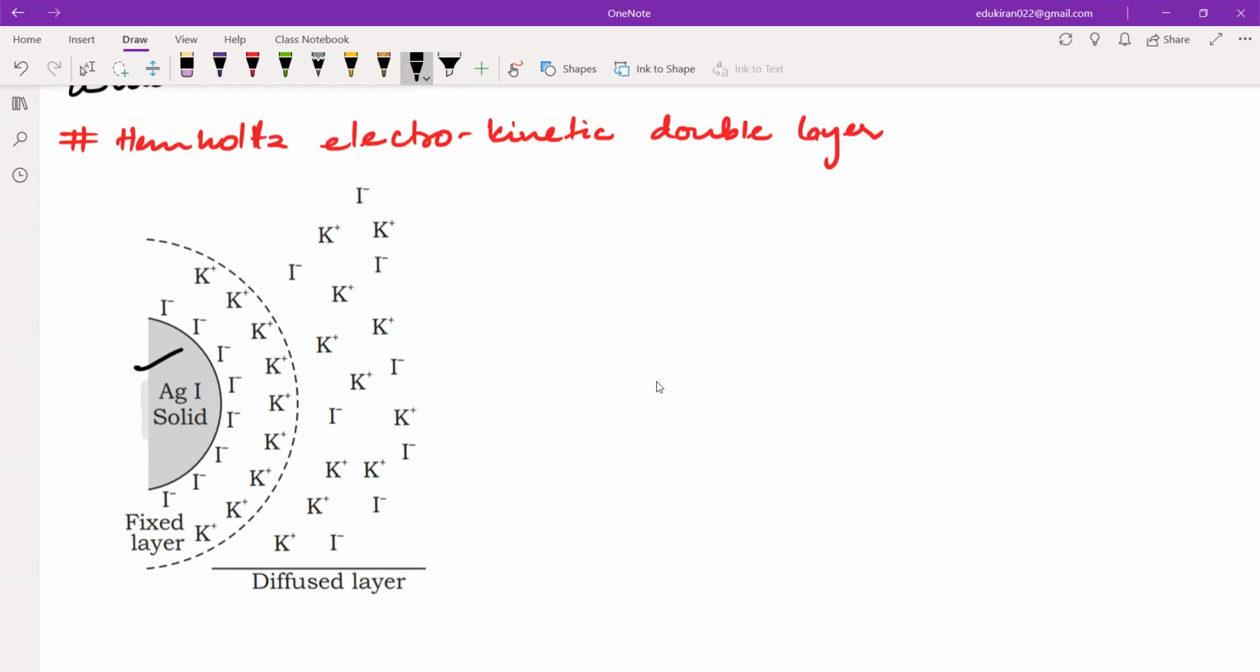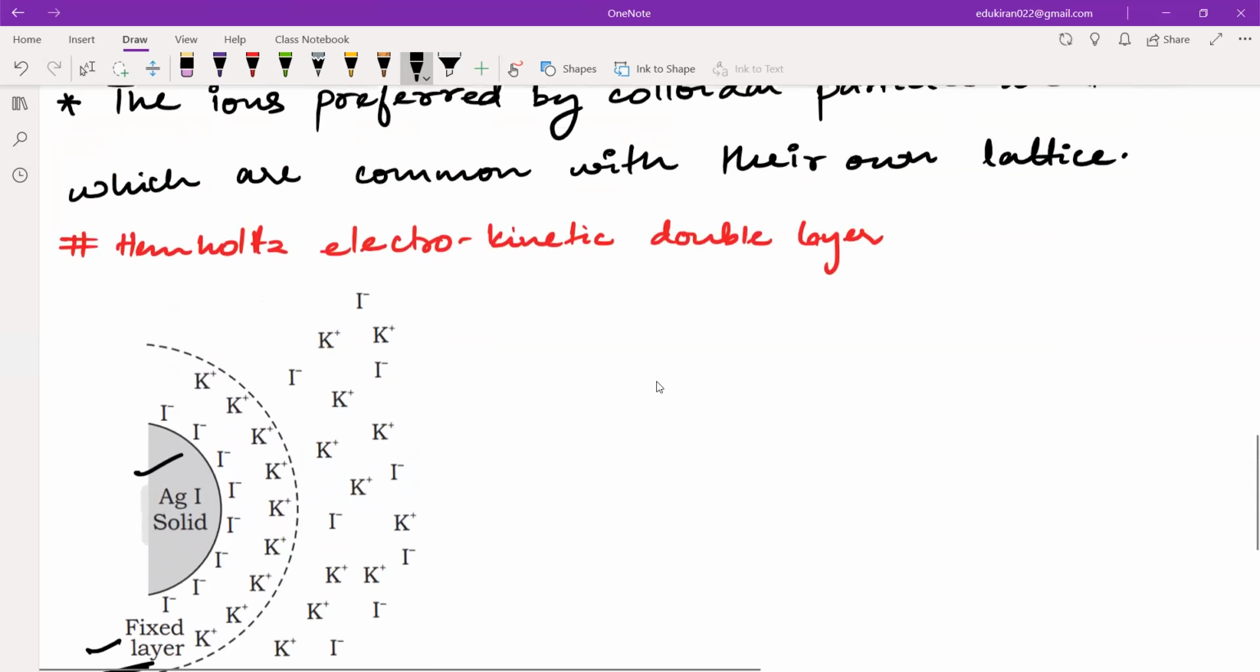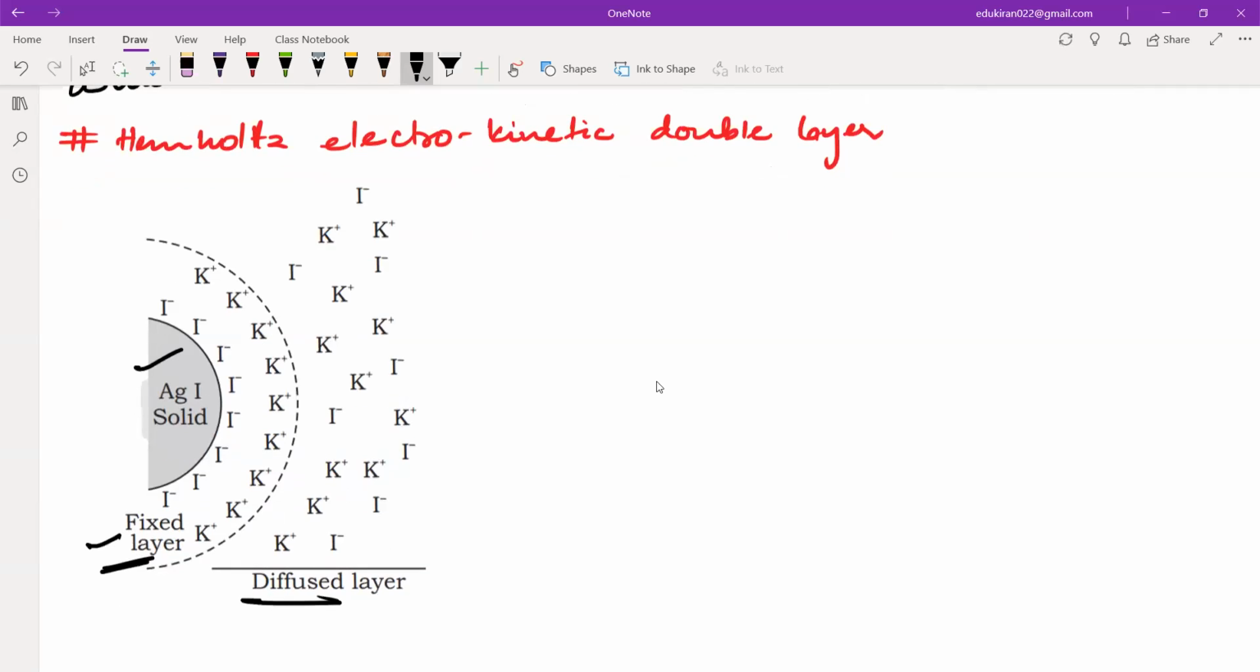Okay. So till here, this dotted line shows the fixed layer. This fixed layer is fixed, it is not moving. And outside this, we have the solvent, that is KI, that is the diffuse layer. So these are the two layers: there is a fixed layer and there is a diffuse layer. When there is a preferential adsorption of a particular ion to form this type of fixed layer and diffuse layer, then we say that this whole thing is known as Helmholtz electrokinetic double layer. Since we have formed a fixed layer and diffuse layer, that is why the name double layer. And since Helmholtz has formed it, it is known as Helmholtz electrokinetic double layer.